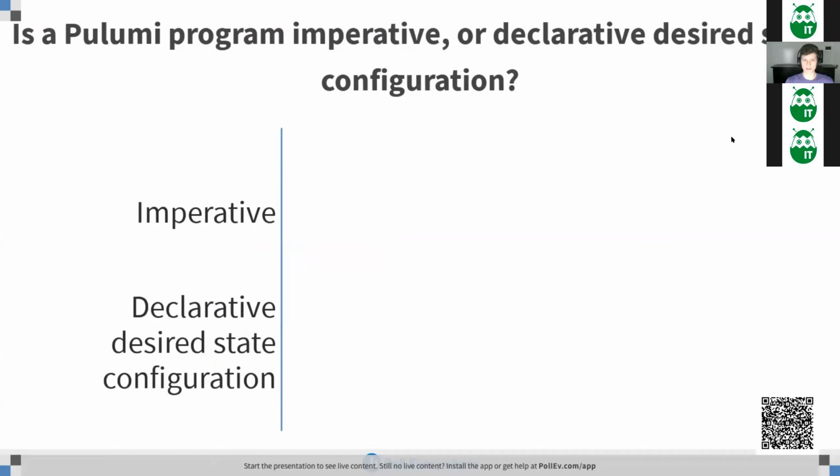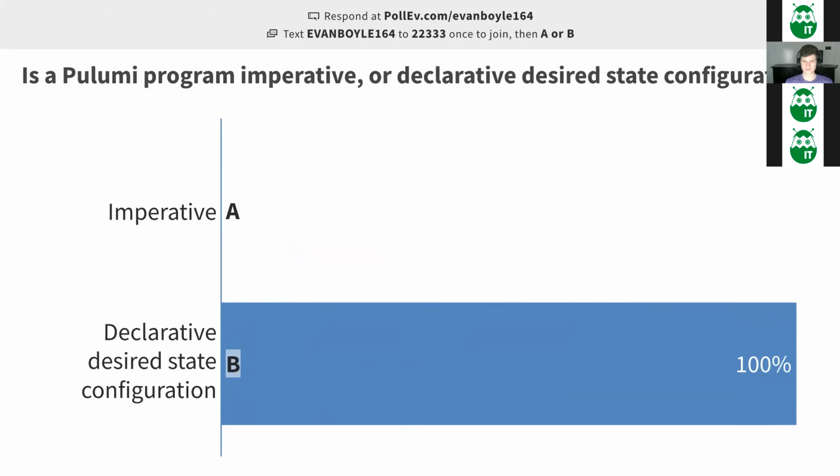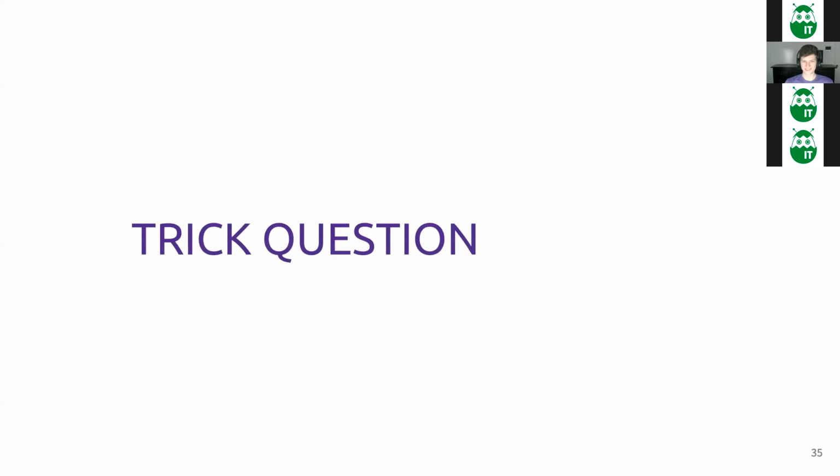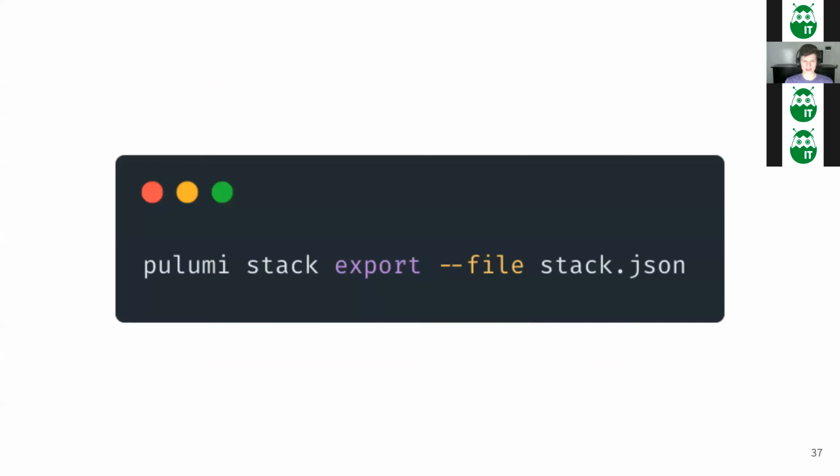So here's a pop quiz for everyone. And what I want to know is Pulumi, based on what you've seen, is it imperative or is it a declarative desired state configuration? Trick question. All right, yeah, why not both? Anyways, the answer is both.